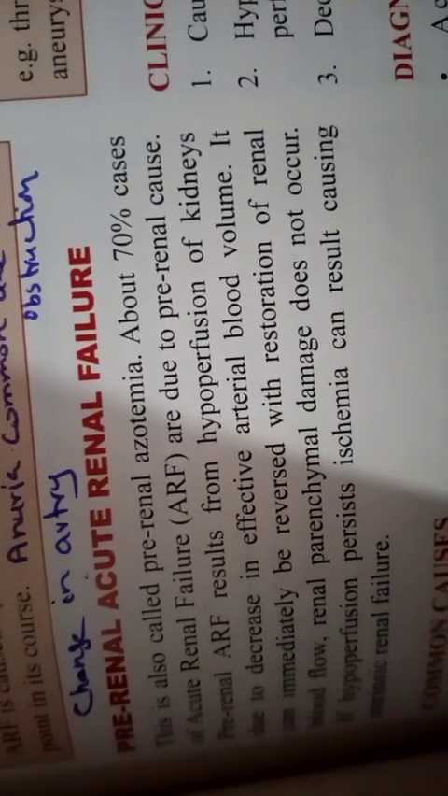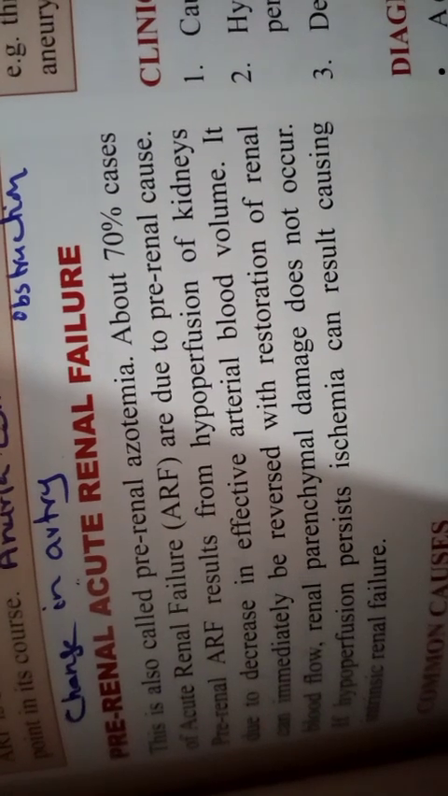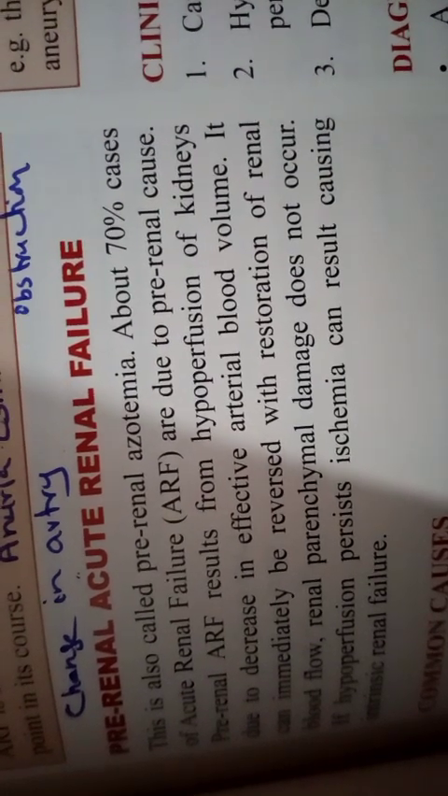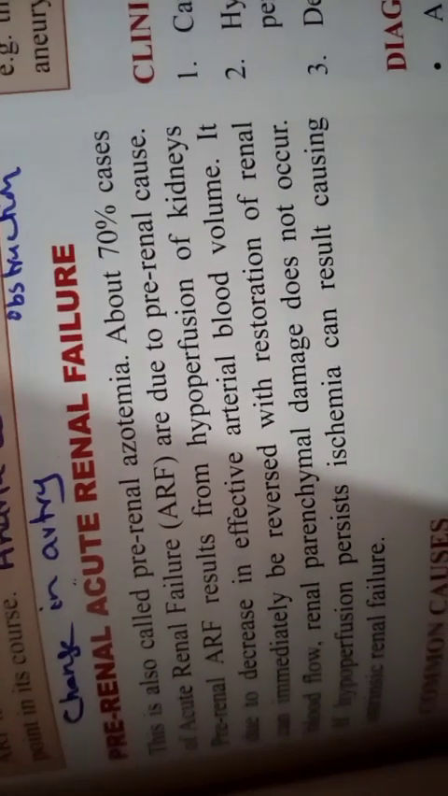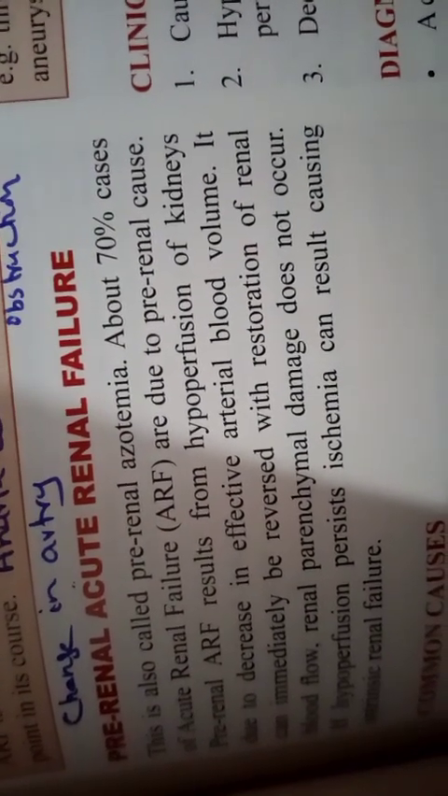It can immediately be reversed with restoration of the renal blood flow. Renal parenchymal damage doesn't occur. If hypoperfusion persists, ischemia can result, causing intrinsic renal failure.